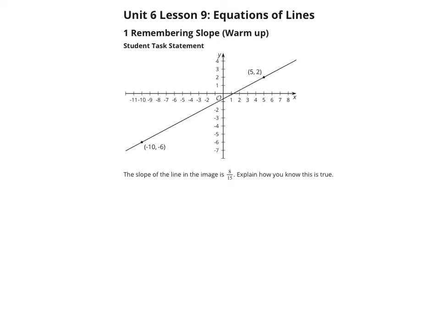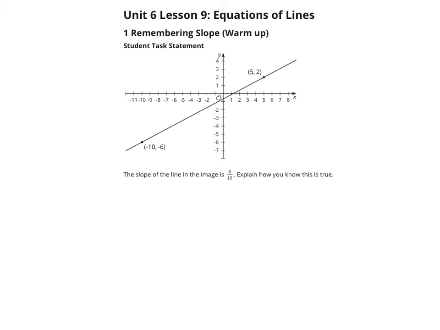Geometry, we are doing more review of algebra. So exciting. I see here a line and it's telling me I need to remember slope. So here we see that the slope of the line in the image is 8 over 15. Explain how you know this is true.